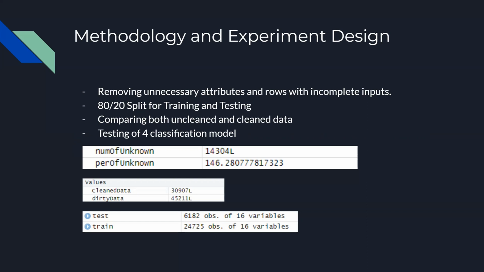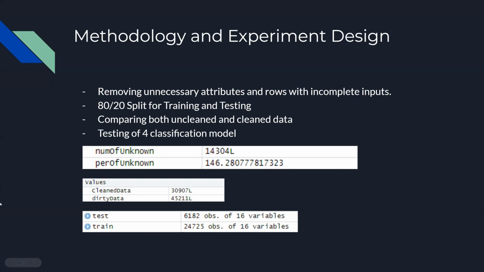And then, as we learned from class, it's going to be an 80-20 split, 80 for the training and 20 for the testing. We also wanted to compare both the unclean and the clean data just to give out the statistics. And we will be testing 4 classification models for this project, specifically C3, J48, KNN, and the linear classification.